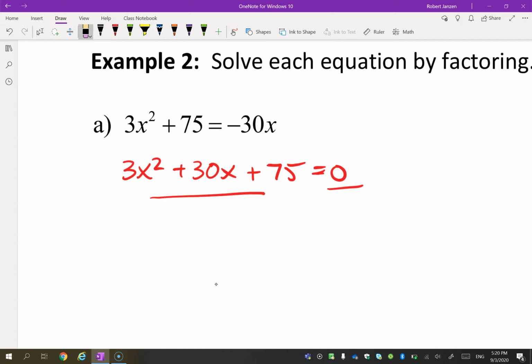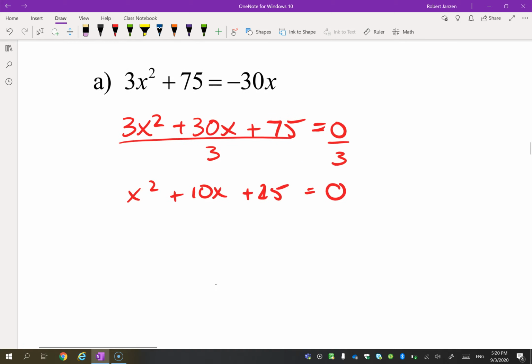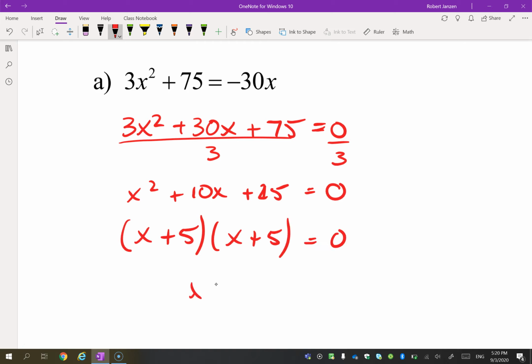So here I don't actually need to factor out the 3. Instead, I'm going to divide both sides by 3. If I do that, I get x squared plus 10x plus 25 equals, and what is 0 divided by 3? It's still 0. Now that's beautiful. That's much easier. Okay, and I can factor this pretty easily. x plus 5, x plus 5. So x is negative 5. Now I don't need to write that twice.